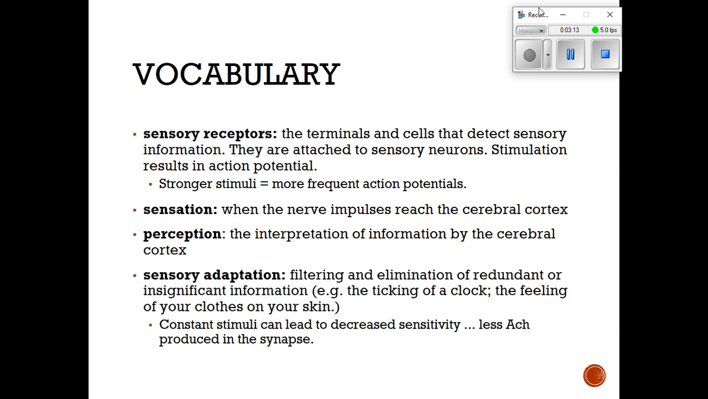So sensation is about nerve impulses actually getting there. Did this sensory receptor pick up information? Did it send that information along through a sensory neuron? Perception, though, is how do we interpret that?